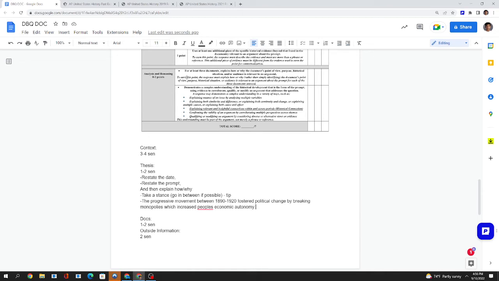Because if you not only restate the prompt and take a stance, but you also say through what way did they do such a thing, or through what way did X happen, and why that is important. And the why it's important is this part, which increased people's autonomy. That's why breaking up monopolies is important. So you want to somewhat actually introduce the evidence you're going to be using in your documents, okay?